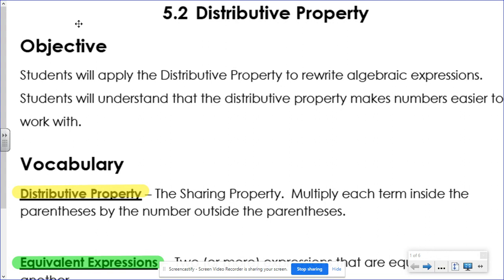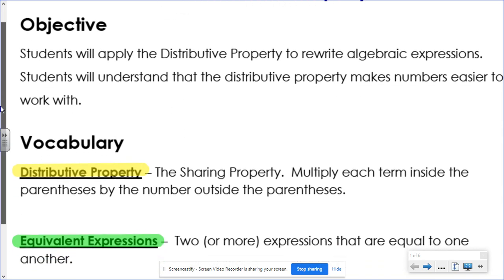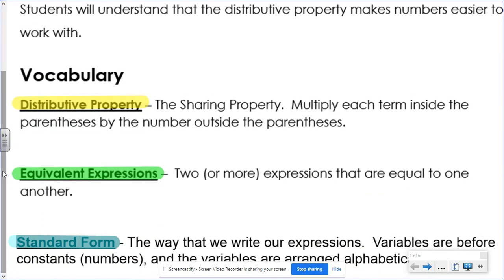Today we're going to be talking about the distributive property. So we've got a couple of vocabulary terms again. The distributive property is kind of a sharing property. It's a way that we can get rid of parentheses a lot of times in expressions, and that's something that we need to do to be able to simplify our expressions. When we do our distributive property, it will create an equivalent expression. It'll mean the exact same thing as what we had earlier, but it will maybe look a little bit different.